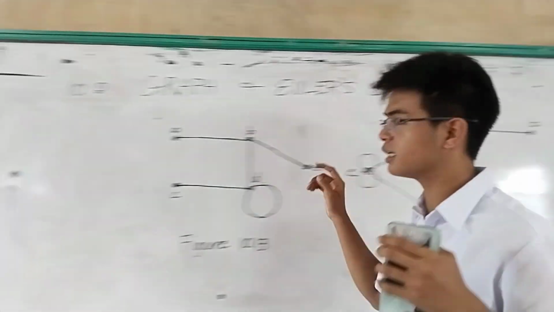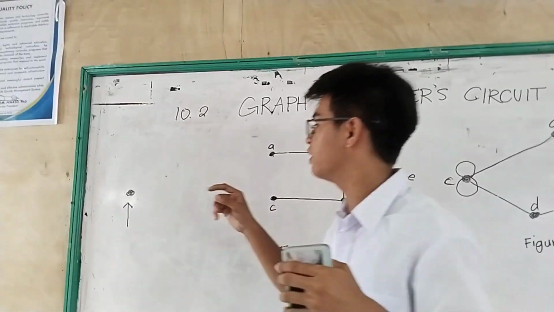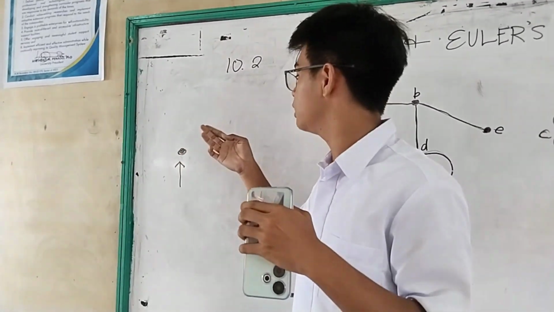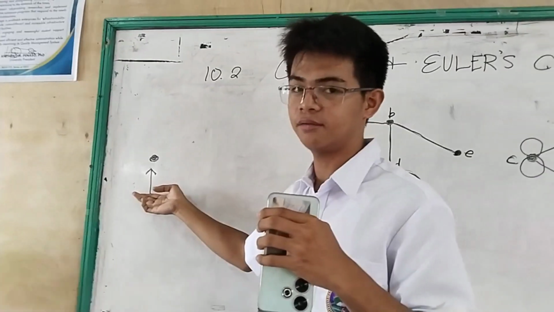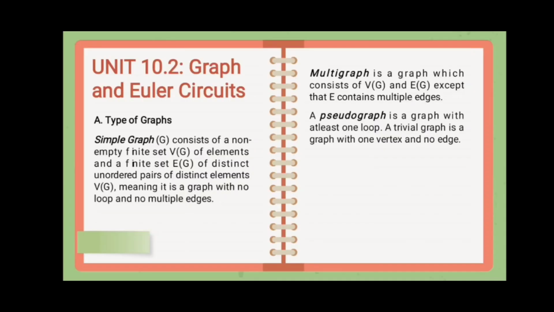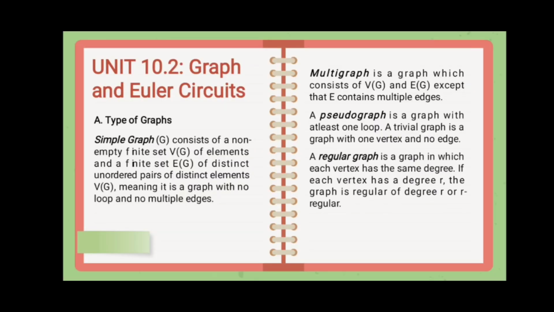And naputay isang gitawag nga trivial graph nga naginusara ra jud siya like one vertex, no edges, like isa ra jud siya ka point, like just a point. So mo ni siya ang example sa trivial graph. And the next is the regular graph. A regular graph is a graph in which each vertex has the same degree. If each vertex has degree r, the graph is regular of degree r or r regular.